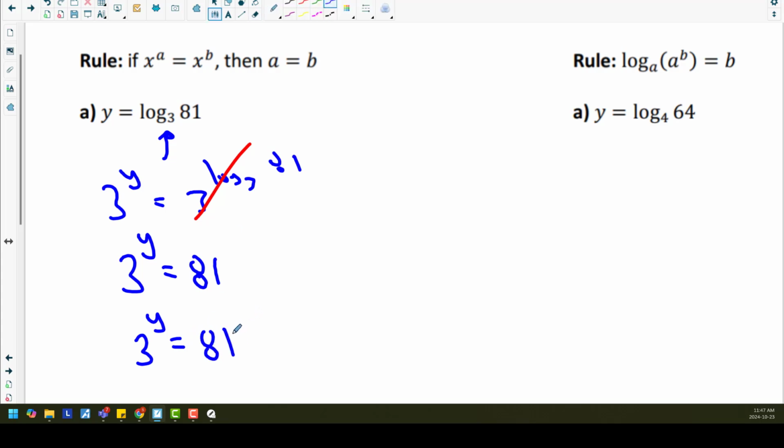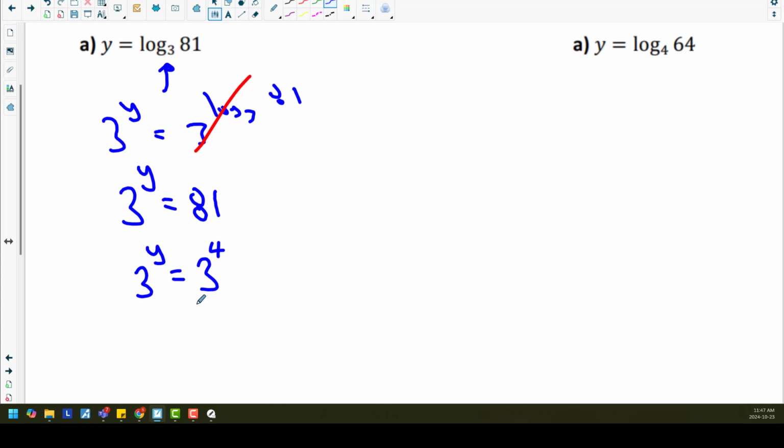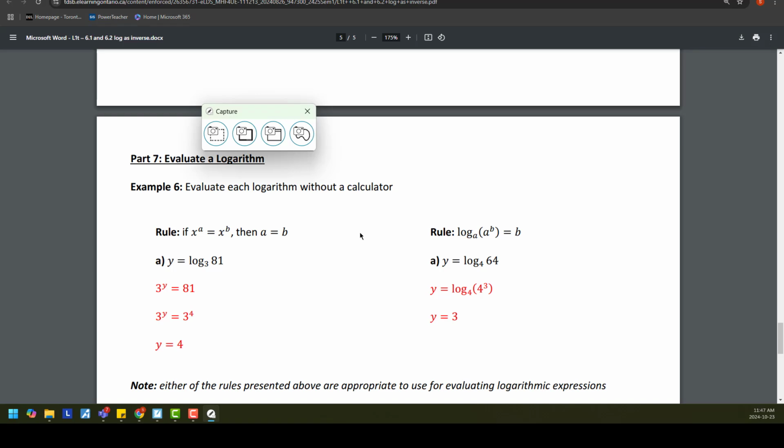So you have to realize that 81 can be rewritten as 3 to the power of, 3 times 3 is 9, times 3 is 27, times 3 is 81. So 3 to the power of 4. If you don't believe me, you can do 3 times 3 times 3 times 3, and you should get 81. And in this case, when both the base values are exactly identical, we know the exponents have to be the same, so y is equal to 4. That's one way of doing it.